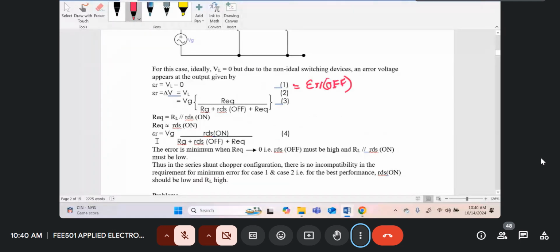And therefore our error for this case is just VG times, in the numerator, instead of R equivalent, we just write RDS on, all divided by RG plus RDS off plus R equivalent. For R equivalent, you can just put it as RDS on. I've not put it over here; I think I forgot to type it, but I can just put it as RDS on.